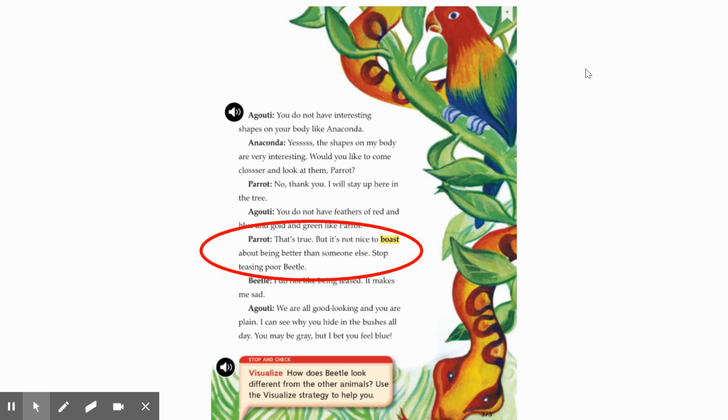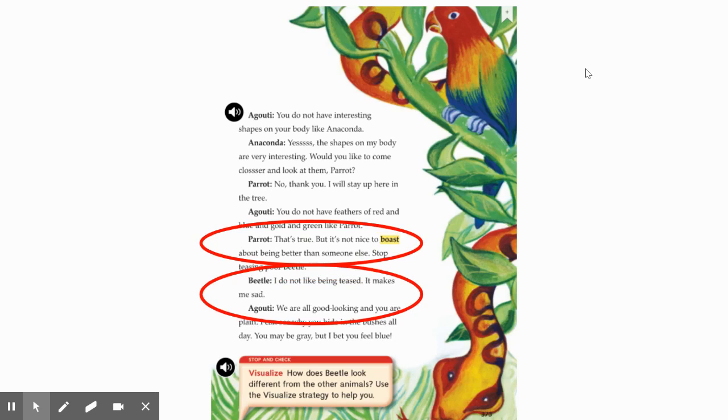That's right, Parrot. Parrot says, it's not nice to boast about being better than someone else. Stop teasing poor Beetle. So finally, one of the other animals stood up and told Agouti to stop. We also got to see how this is making Beetle feel on this page. Beetle says, I do not like being teased. It makes me sad.